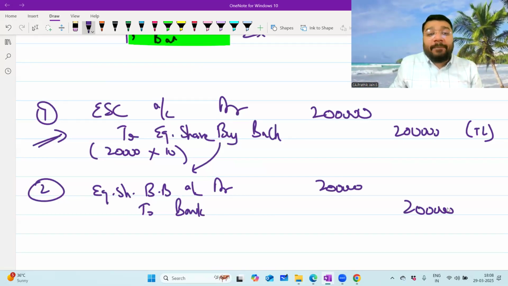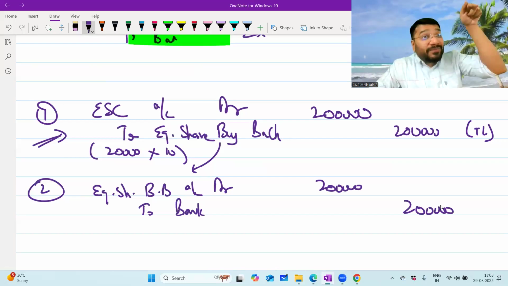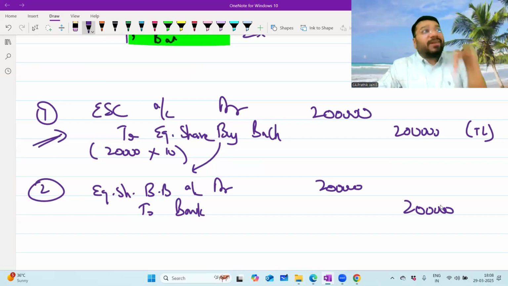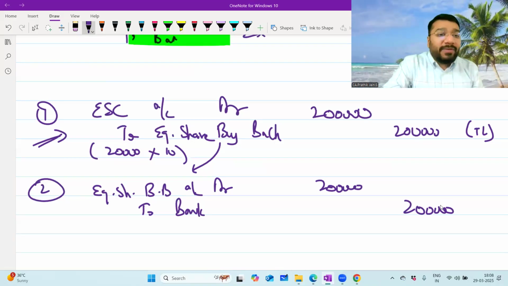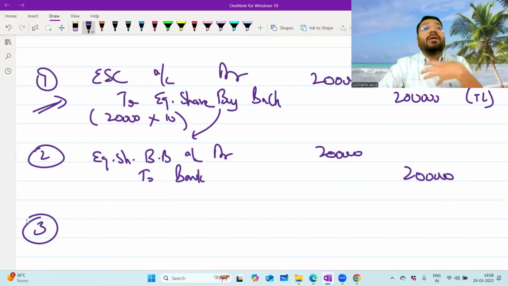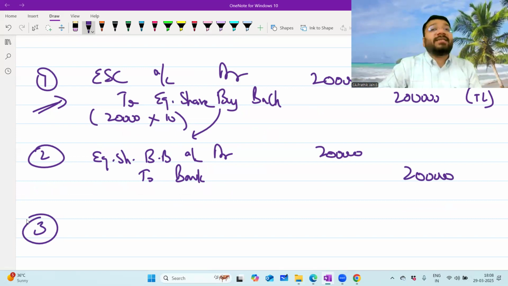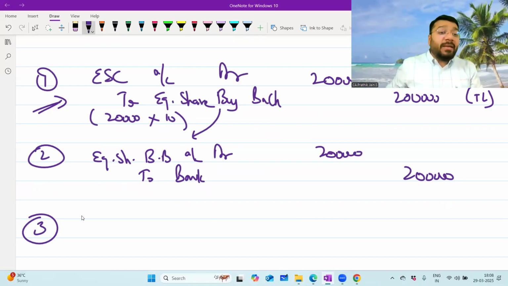Now, because of this, what happened? Your capital got reduced, your bank balance got reduced, and the security of the external liability holders got reduced. Now, to increase the security of the external liability holders, what are we supposed to do? We have to pass a third entry, suo motu. Means what? All by ourselves, we have to pass it in compliance with section 68. So what does 68 say? Transfer the amount from free reserves to capital redemption reserve.